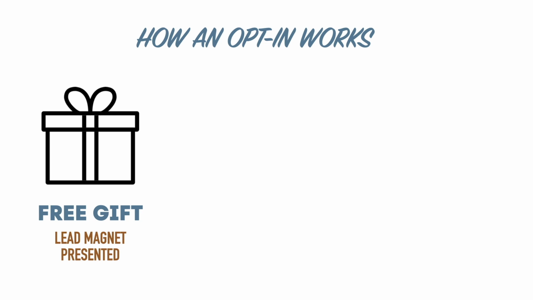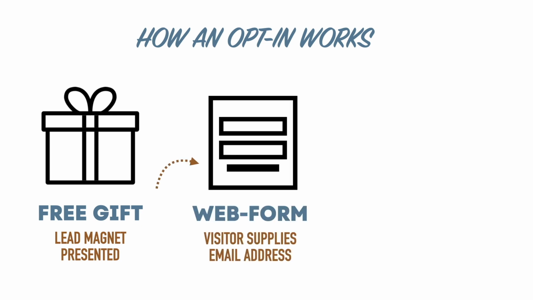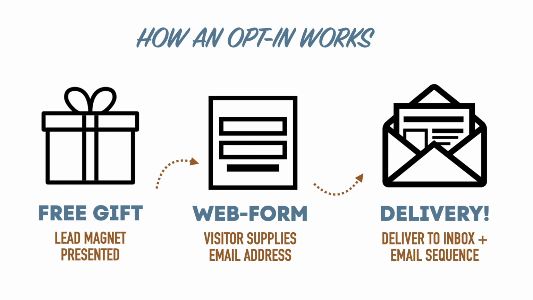You have an opt-in. You present the free gift. Generally, it's free. You then use a web form. You don't want to collect tons of information. You want to create less friction right here. So really all you need to know to follow up with them is their name and their email address. If you want something else, you could do that. But with the web form, the visitor supplies their email address. And then after that, boom, instantly you deliver this to their inbox.